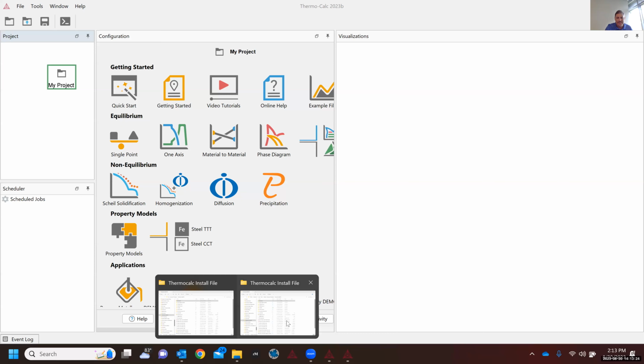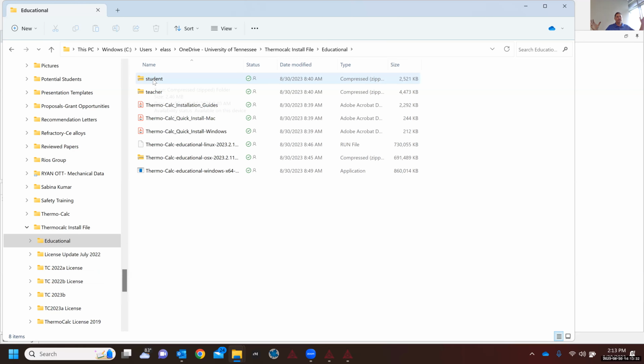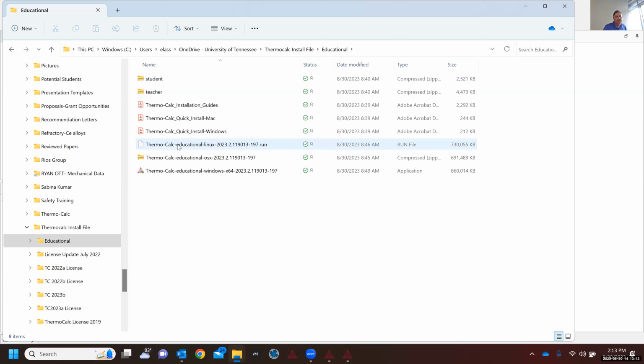In the folder that I sent to you, I gave you access to the educational version of the software, or the educational folder, right? If you're a Mac user, there are 3 different installation files in here. There's ThermoCalc-educational-Linux for somebody that's using Linux. There's a zip folder containing the files required for a Mac, ThermoCalc-educational-OSX, which I see that you have a Mac, so that's what you want to download and install.